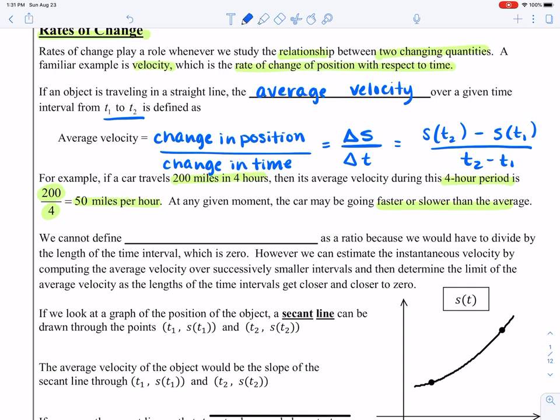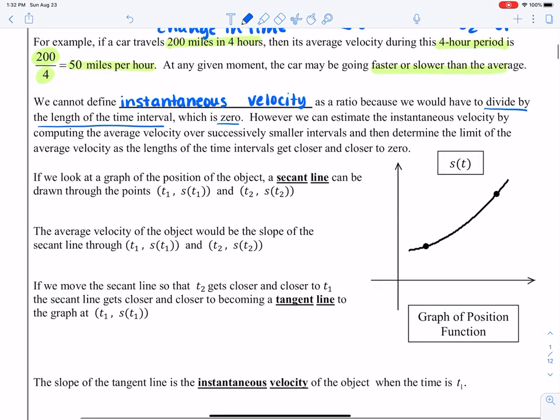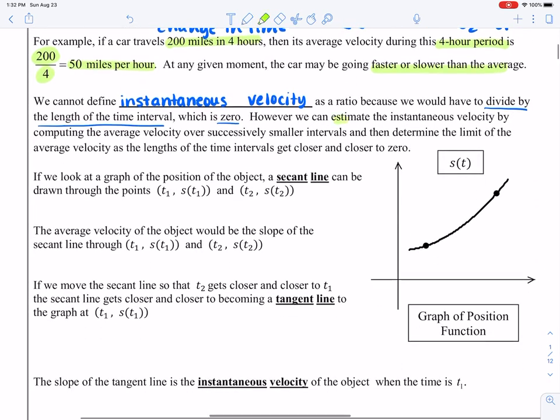Absolutely. I could also consider something called instantaneous velocity. And so that would be your velocity at an instant. Now, instantaneous velocity is trickier to compute because we would have to divide by the length of time. And if it's at an instant, then that length of time is 0. But while we may not be able to calculate it, we can actually estimate the instantaneous velocity by computing our average velocity over successively smaller intervals, and then finding the limit of the average velocity as we get closer and closer to 0 with respect to our time intervals.